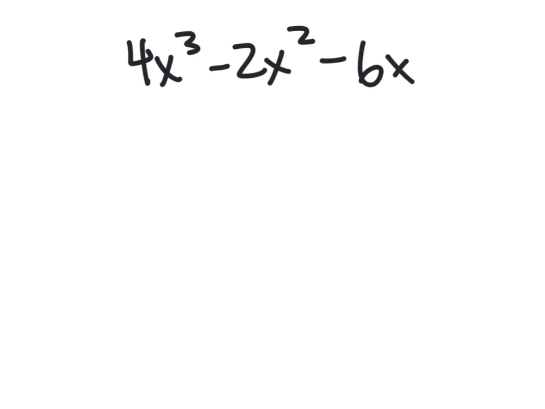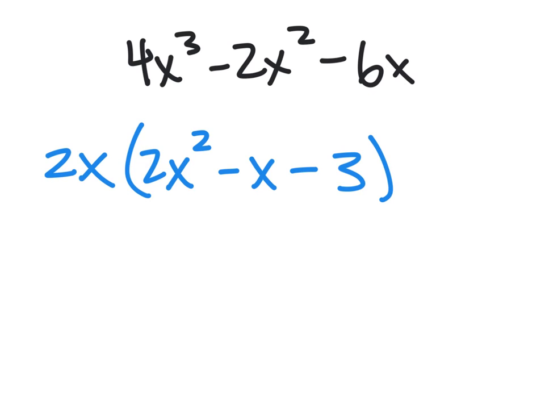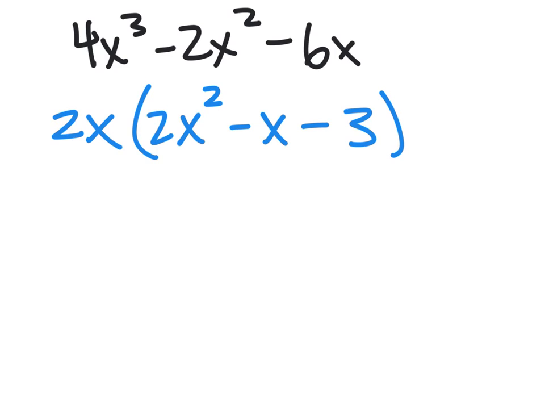4x cubed minus 2x squared minus 6x. All of these have a greatest common factor of 2x, so I'm going to start by pulling out the greatest common factor, leaving me with 2x times 2x squared minus x minus 3. Now, this 2x, we're just going to leave on the outside throughout the rest of the problem. All right, so for now, let's just focus on this portion right here.